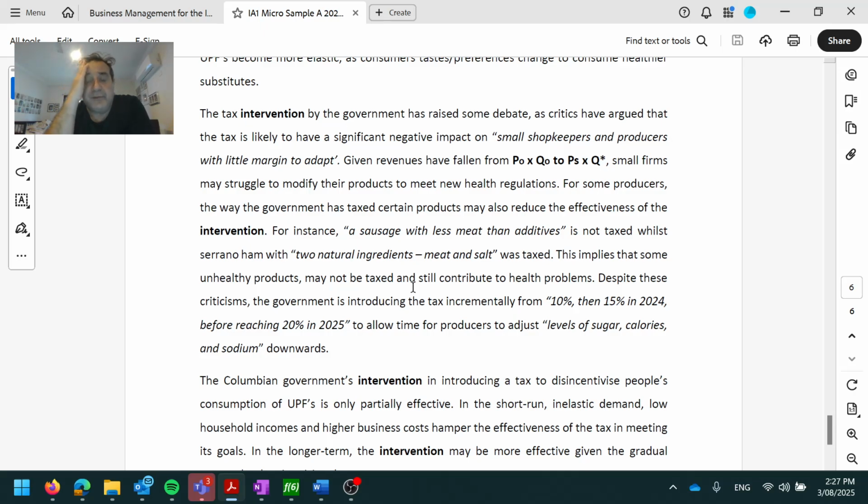Also, there are some dramas around what things do get taxed and what things don't get taxed. Again, bringing up some unfairness or a consequence that might diminish the effectiveness of the tax. And again, it's linked to the article, so it's not overly theoretical, which is lovely to see. And again, a bit more evidence to back up that.